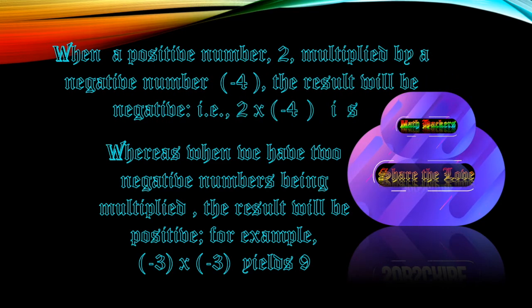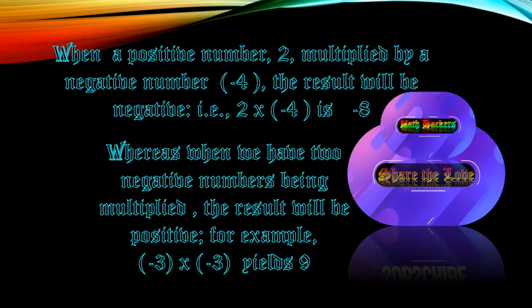When a positive number 2 is multiplied by a negative number, negative 4, the result will be negative. That is, 2 times negative 4 is negative 8. The main focus is on the signs, as in positive 2 and negative 4. The answer will be negative, as in negative 8.